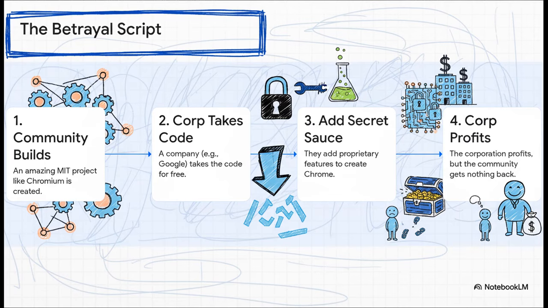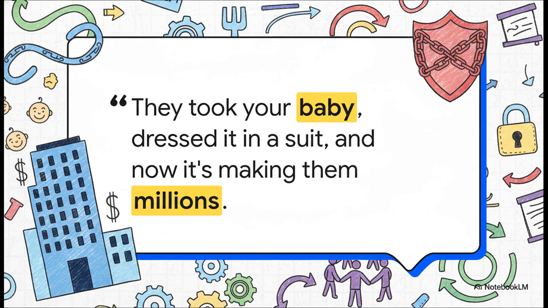Here's how it plays out. The community builds an amazing open-source browser, Chromium. Google comes along, takes that code, adds its own secret proprietary stuff, and releases it as Chrome. Now Google completely dominates the market, while the original project gets none of those valuable improvements back. You can really feel the emotional impact in the slang that developers use for this. It feels like they took your baby, dressed it up in a suit, and now it's out there making them millions. It's the ultimate thanks for everything and goodbye kind of move.